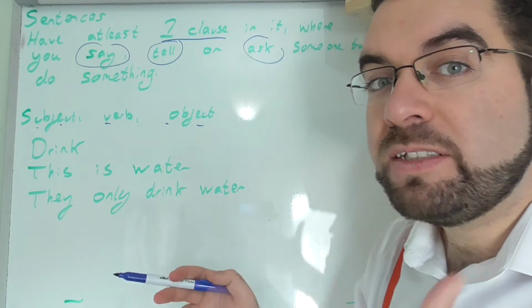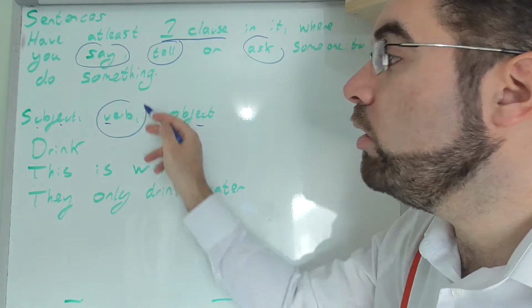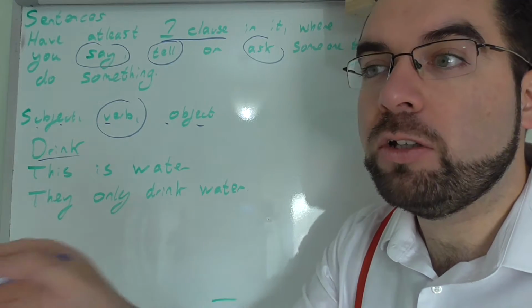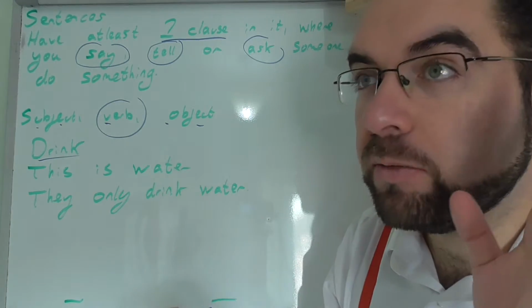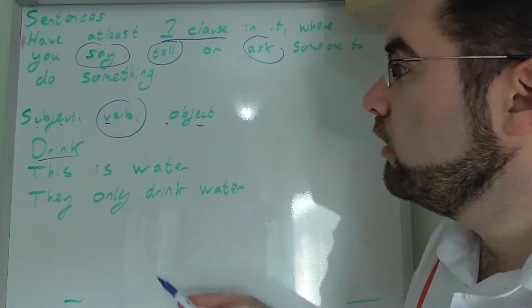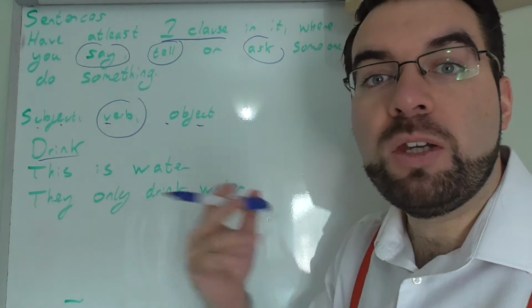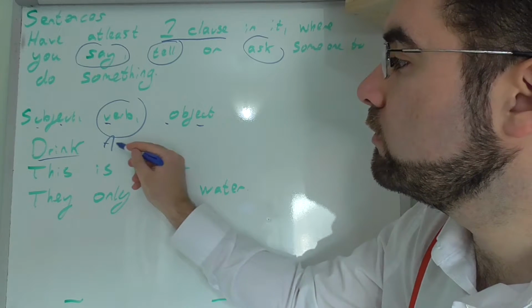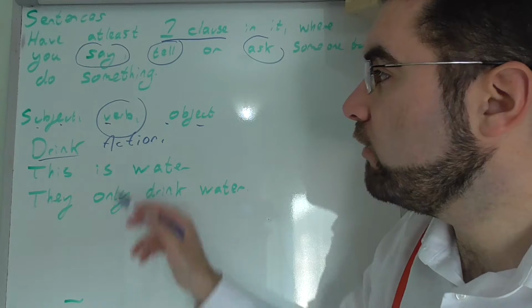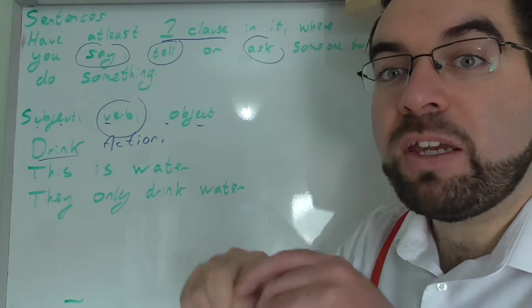Okay, so a sentence could simply be one word: verb. Drink, walk, talk, learn, drive, write, read, listen, play, swim and beyond. So verb, action, doing word, action. And then we have object, the thing we interact with.